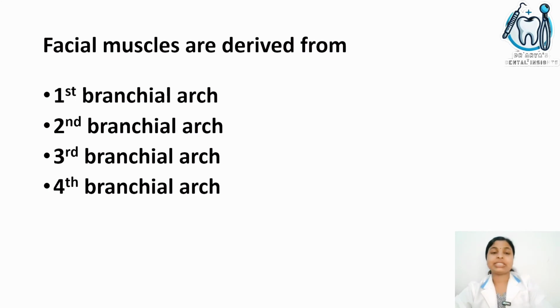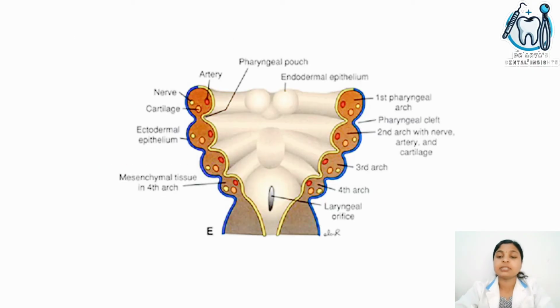Coming to the next question. Facial muscles are derived from which pharyngeal arch? First branchial arch, second branchial arch, third, or fourth. Which one is correct? So coming to some embryology, this is the pharyngeal arch. Here this is the first arch, second arch, third arch, fourth arch, the fifth one disappears, and the sixth one is there. This is the pharyngeal cleft, and these are the pharyngeal pouches.